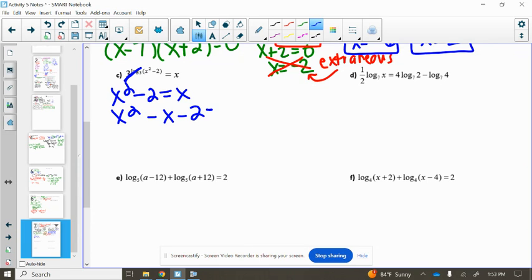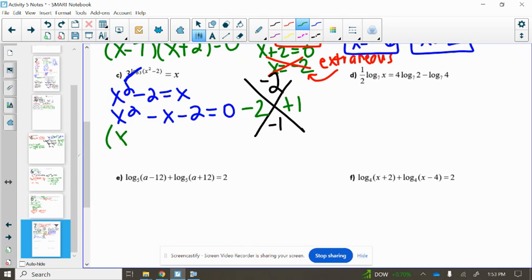So subtract over the x. Again, what multiplies this time to be negative 2 and adds to be negative 1? Well, we're going to have negative 2 and positive 1 this time. So x minus 2, x plus 1, and then set each piece equal to 0. x minus 2 equals 0, so add the 2 over, we get 2. x plus 1 equals 0, subtract the 1 over, we get negative 1.